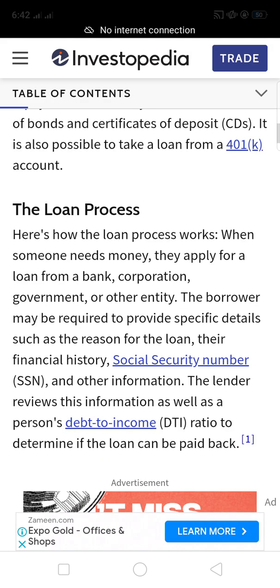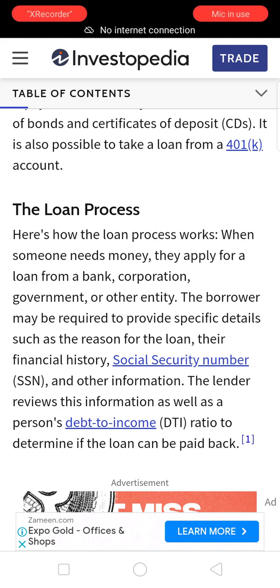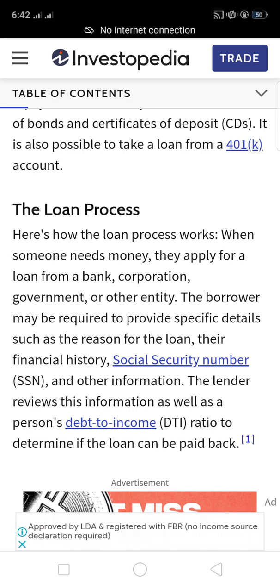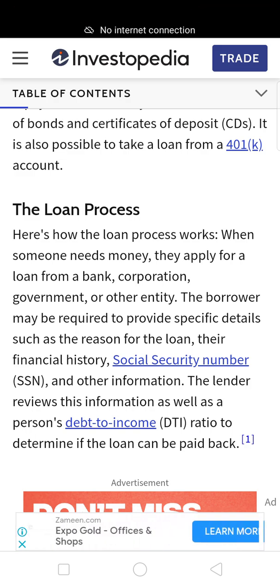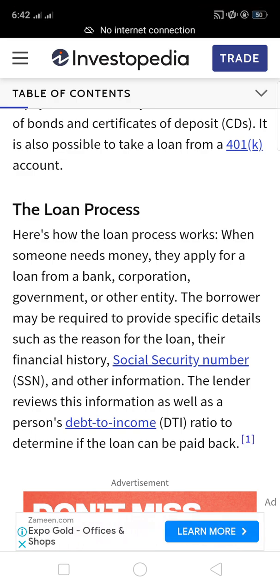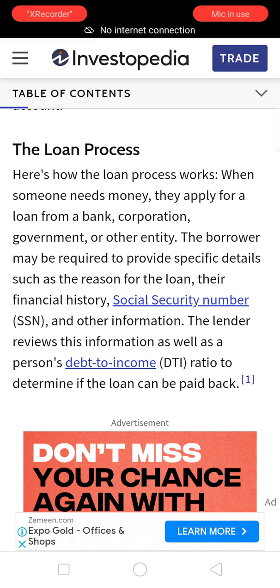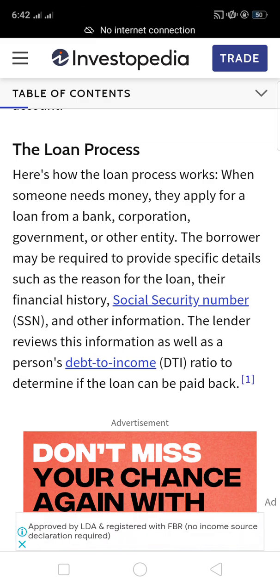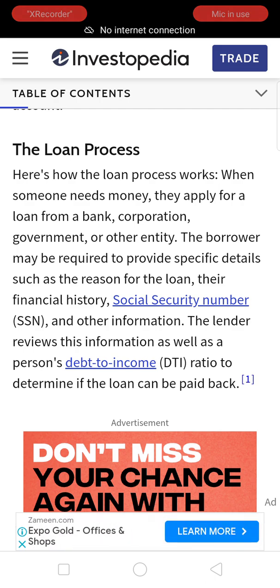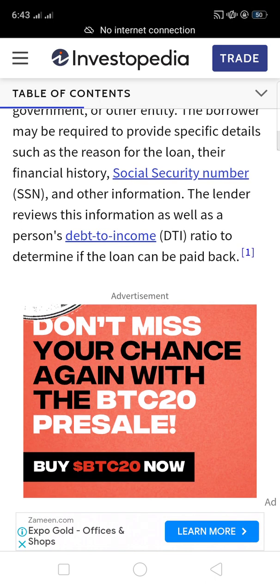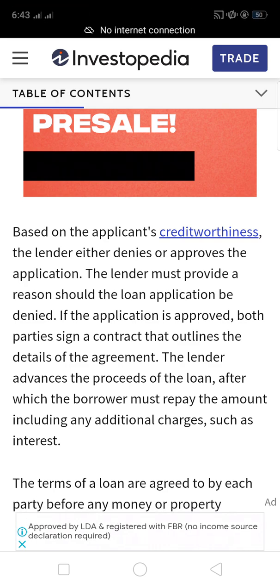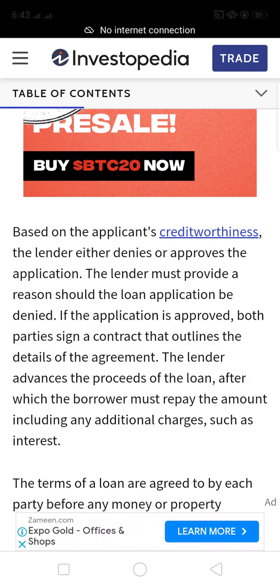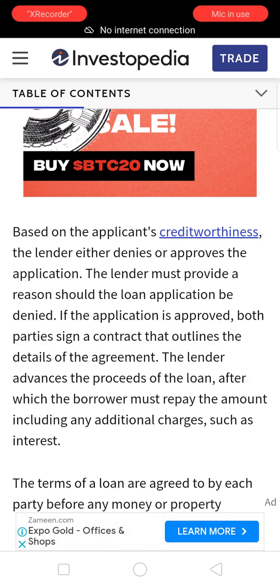The loan process. Here is how the loan process works. When someone needs money, they apply for a loan from a bank, corporation, government, or other entity. The borrower may be required to provide specific details such as the reason for the loan, their financial history, Social Security number (SSN), or other information. The lender reviews this information as well as a person's debt to income (DTI) ratio to determine if the loan can be paid back. Based on the applicant's creditworthiness, the lender either denies or approves the application. The lender must provide a reason should the loan application be denied.